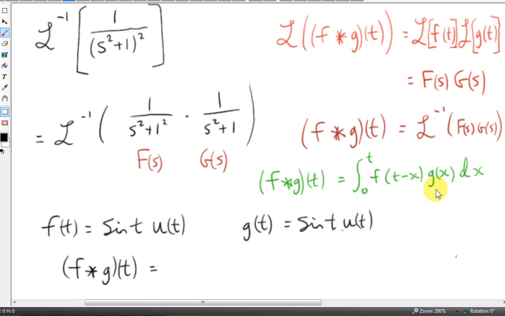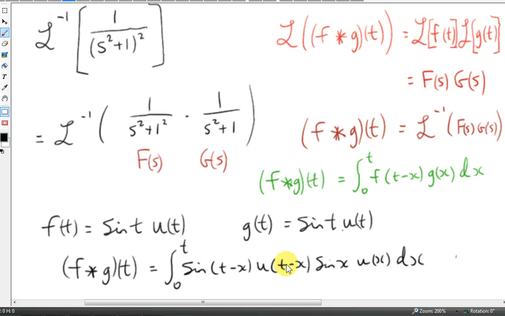So as a reminder, here is our formula. We need to integrate from 0 to t, f of t minus x, so that's going to be sine of t minus x times u of t minus x, multiplied by g of x. Well, that's going to be sine of x times u of x. And we're only dealing with positive t, because for negative t this is 0. So for positive t both u's are equal to 1, so we can ignore them.